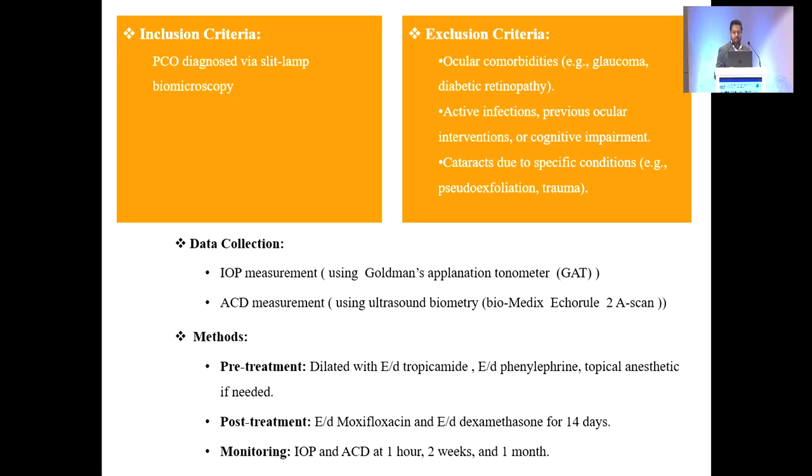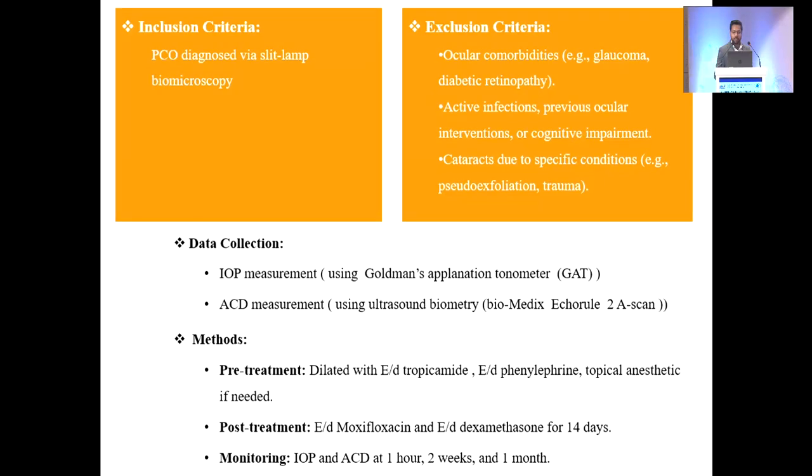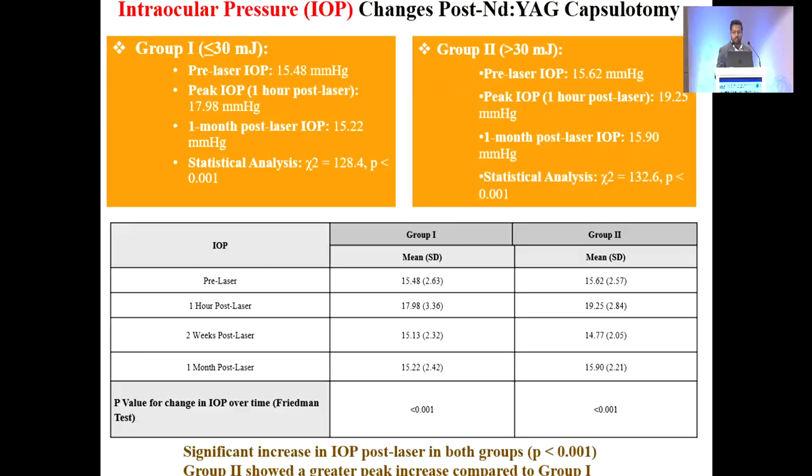We measured the IOP using Goldmann applanation tonometer and anterior chamber depth via ultrasound biometry. As a pre-treatment, we dilated the patient with eye drops tropicamide and phenylephrine, and if needed, we used topical anesthetic also. As a post-treatment, we used eye drops moxifloxacin and dexamethasone for 2 weeks, and we monitored the intraocular pressure and anterior chamber depth at 1 hour, 2 weeks and 1 month.